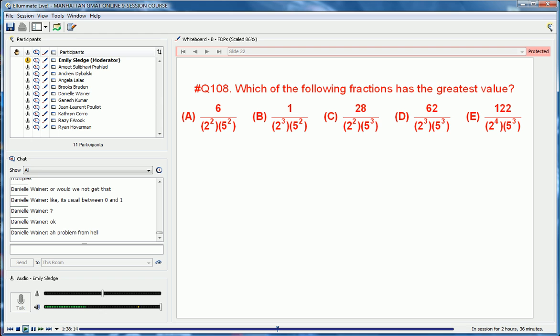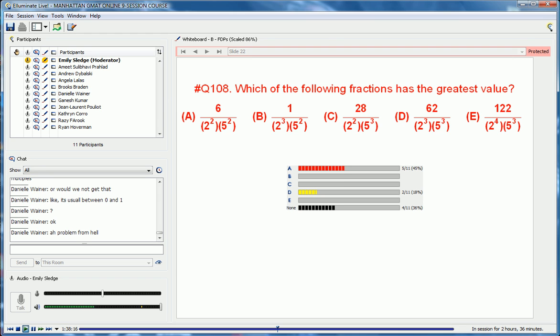All right, so this is interesting. Danielle says it's a problem from hell. A few of you didn't put in an answer, so maybe you agree with her. And we see a clear split between A and D. So let me hear from you folks who are going with A, the most popular answer. Why do you think this is greatest?